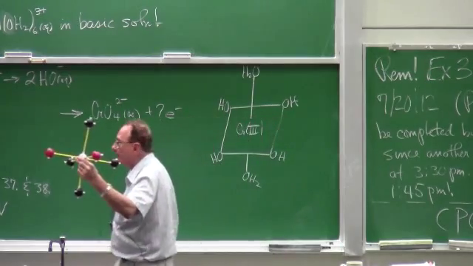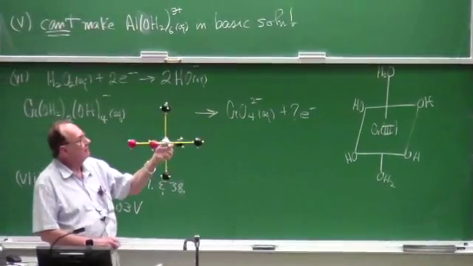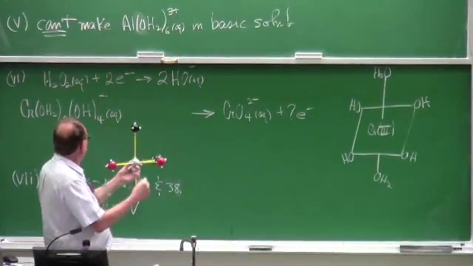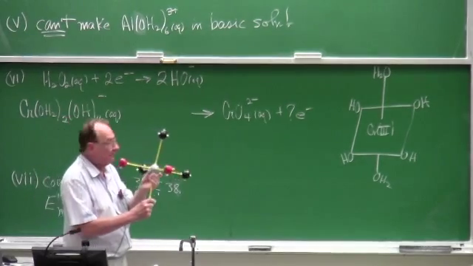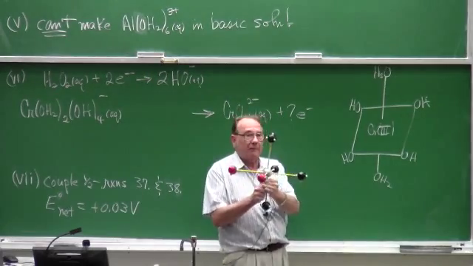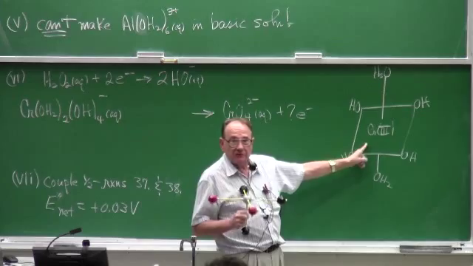Do you think the chromite ion looks like this? Where the red ones are representing the water molecules and the black ones are representing the hydroxide ions? Or do you think the chromite ion looks like this? You see the difference between this picture and this picture?